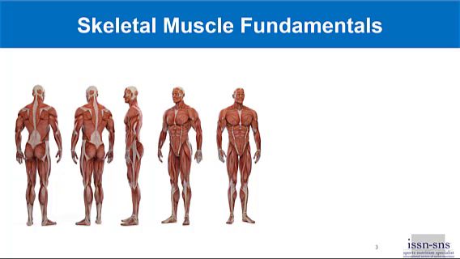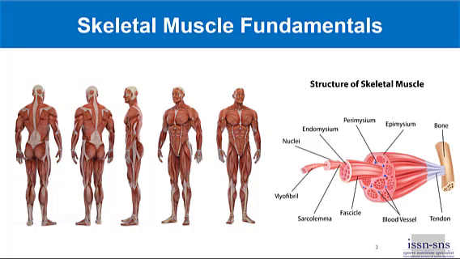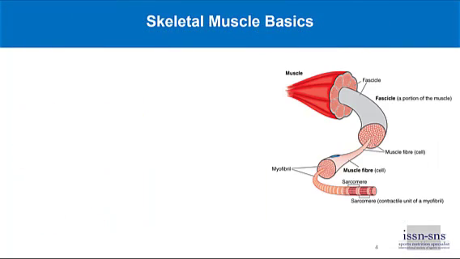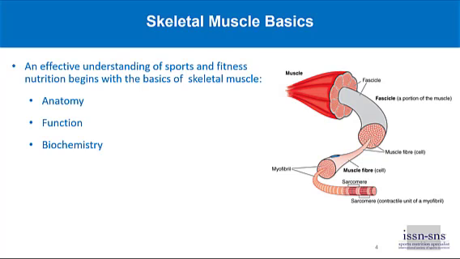There are over 300 pairs of skeletal muscle within the human body, and the anatomy and the physiology of skeletal muscle is truly unique. As we dig in, we see a very organized design for skeletal muscle. In fact, an effective understanding of sport and fitness nutrition begins with the very basics of skeletal muscle, understanding the anatomy, what makes up skeletal muscle, how it functions, and the biochemistry of skeletal muscle.